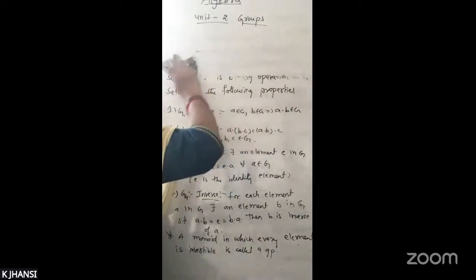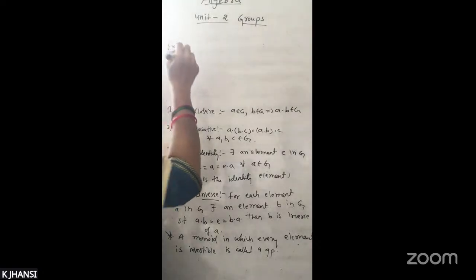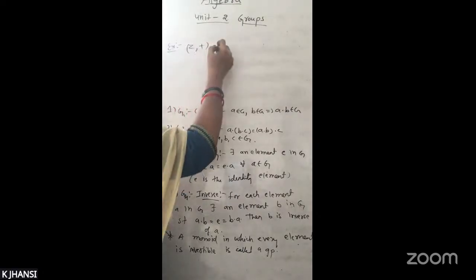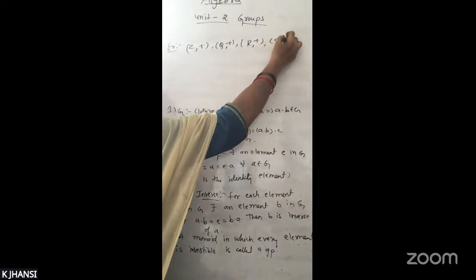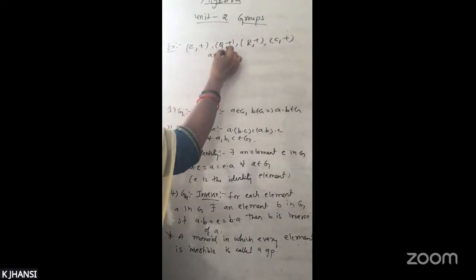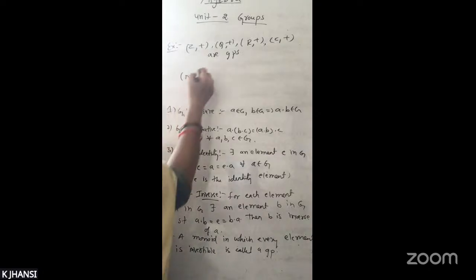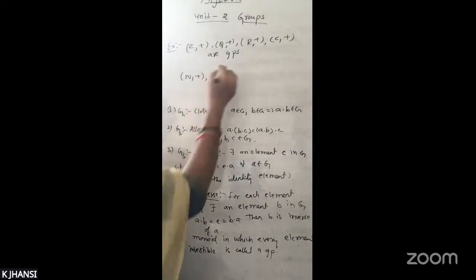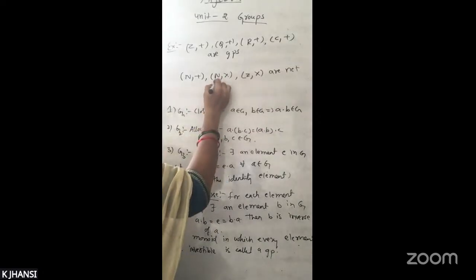Which set of algebraic structures are there, they are satisfying these four conditions. That is (Z, +), (Q, +), (R, +) and (C, +), that is complex numbers. Okay, these are groups. And which are not groups, okay, that are (N, +), that is natural numbers with respect to addition, natural numbers with respect to multiplication, Z with respect to multiplication, are not groups. Okay. So these are the examples of algebraic structures which are groups and which are not groups.